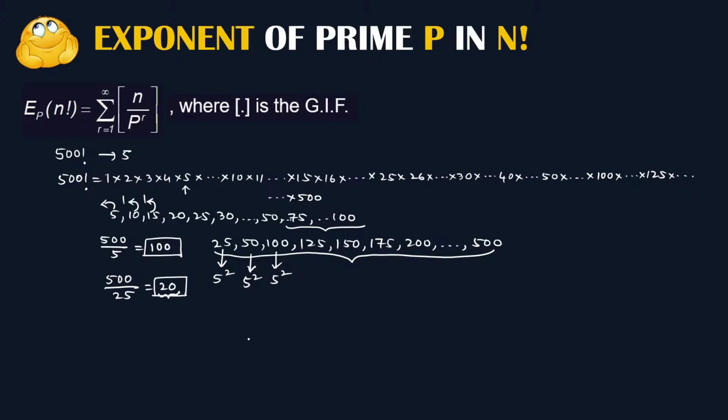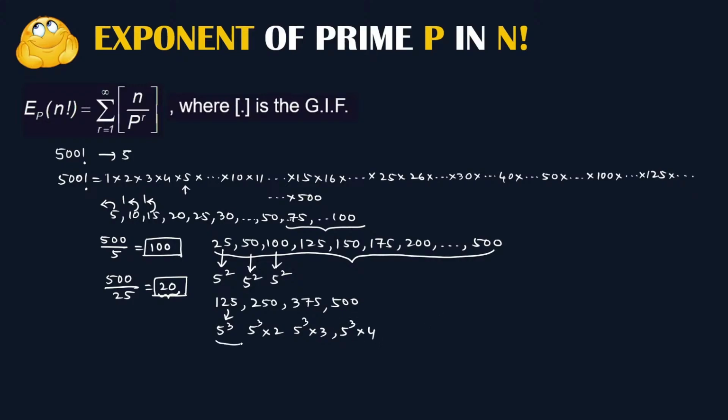Again, there is another interesting thing in these numbers. There will be numbers like 125, 250, 375, 500, in which you are actually getting three 5s. This is 5 cube. This is 5 cube into 2. This is 5 cube into 3. This is 5 cube into 4.